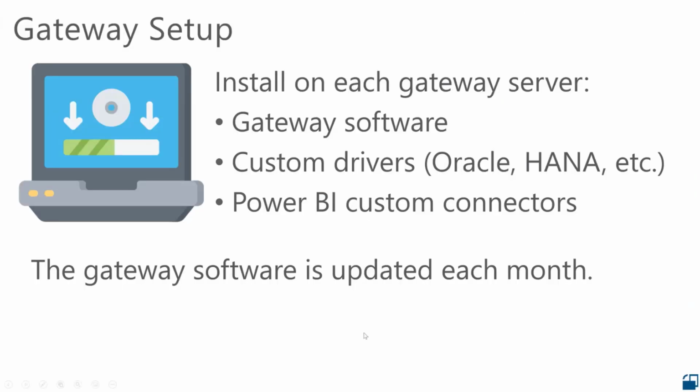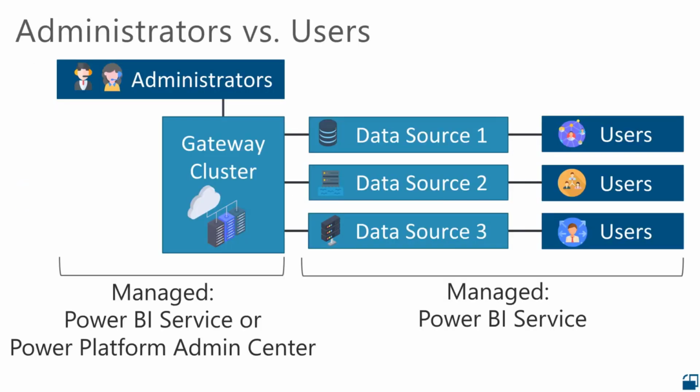So we kind of talked about this briefly on the user machines. We've got different things that we need to make sure get installed on the gateway server. So that is something that, let's say a user uploads a PBIX to the service, tries to schedule a refresh, it doesn't work. This is possibly one reason why it doesn't work.